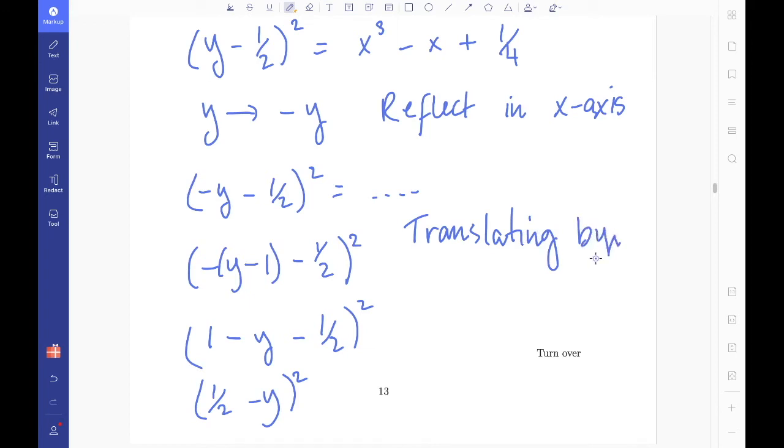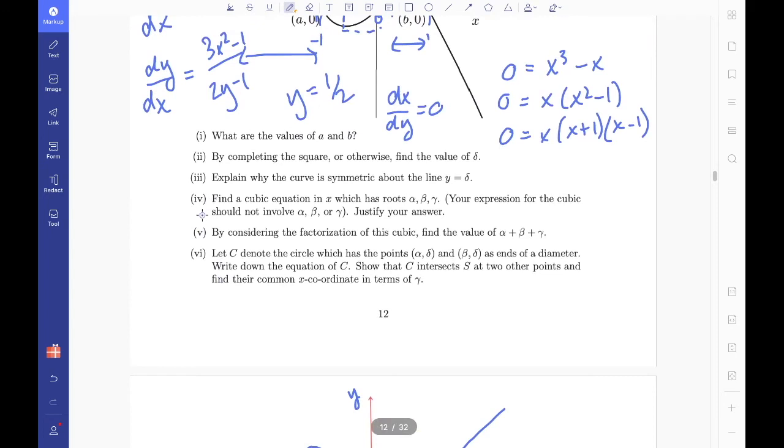by the vector which is 0 in the x, but plus 1 in the y, or plus 2 delta in the y. So those 2 steps, reflecting in the x-axis and translating, are equivalent to reflecting in the line y equals delta. And as we've shown that the equation is invariant under this whole transformation, then we must be symmetric in that line. That must be a mirror line on our graph. So we proved that part now.